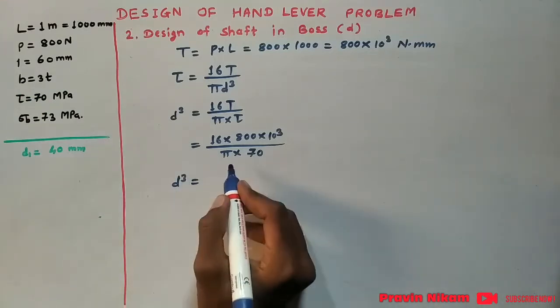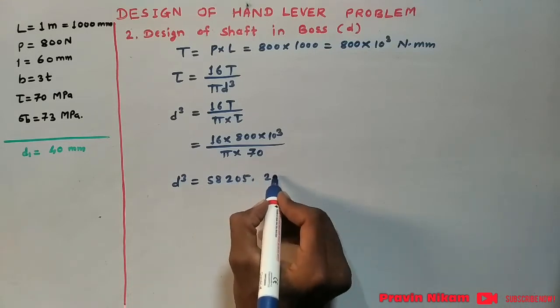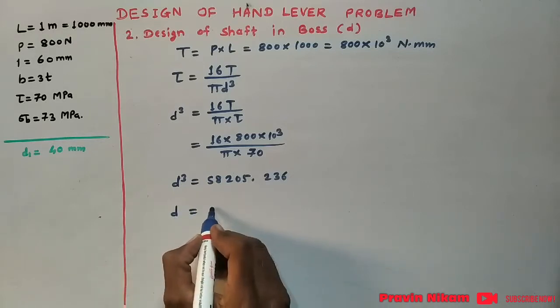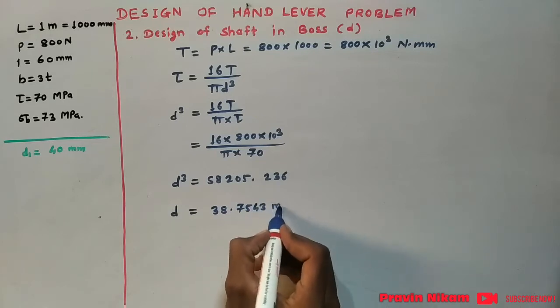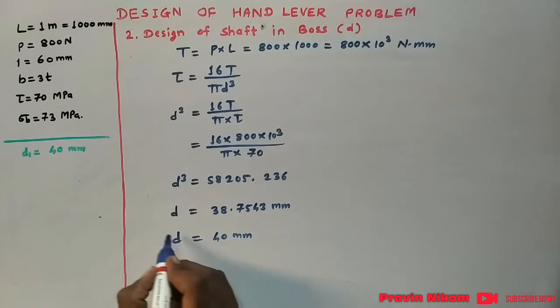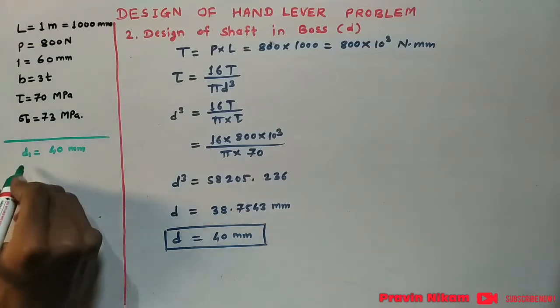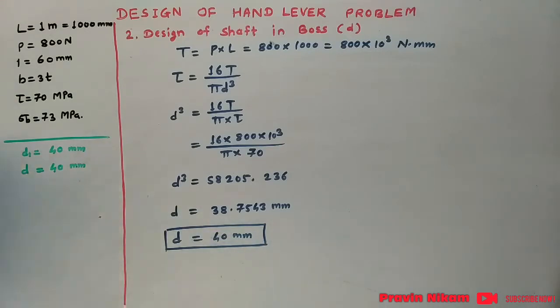So here d cube value becomes 58205.236. So take a cube root of this, so you will get 38.7543 mm. So take a standard diameter of shaft, that is 40 mm. So it is equal to the diameter of shaft in bearing. So there is no problem whether both the diameters are same or not. So d is equal to 40 mm.